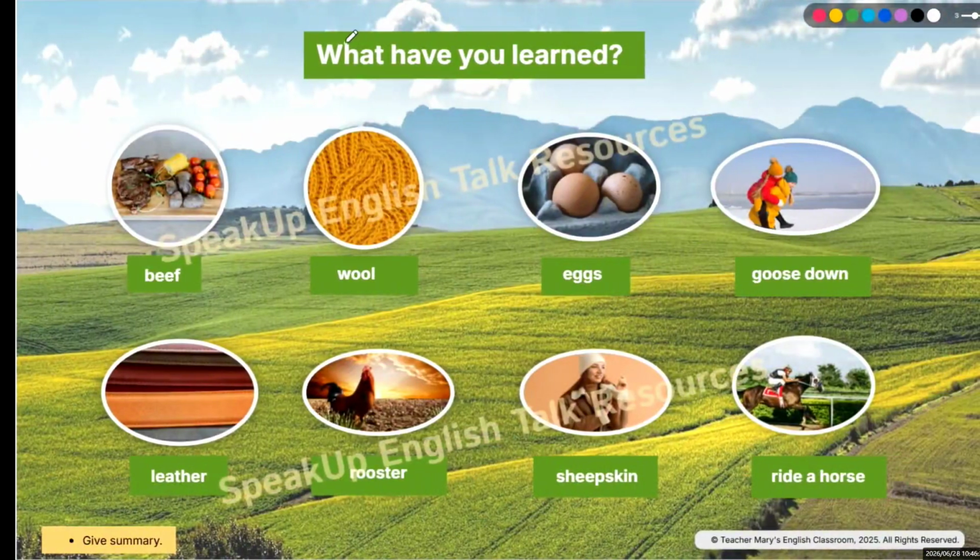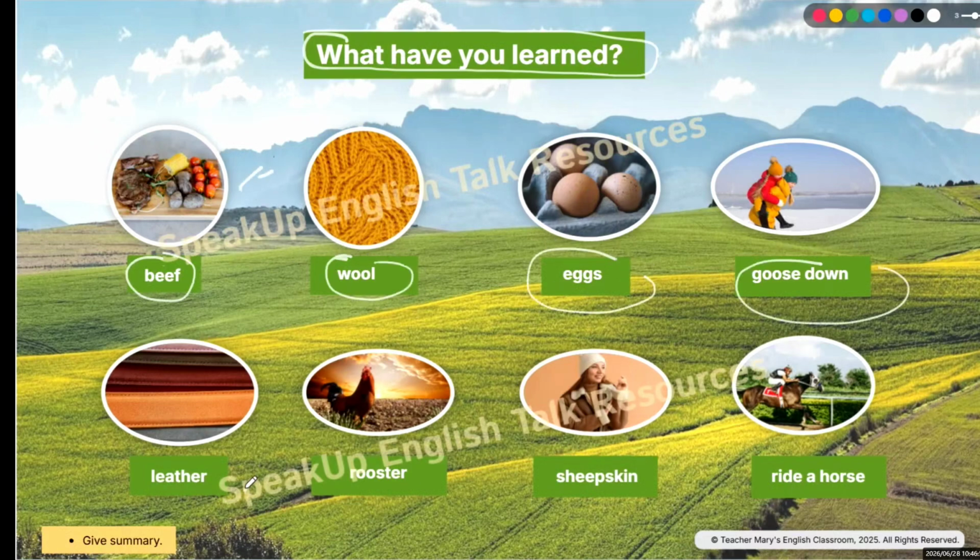At the end here, this is a wrap up. So what have you learned? Get the students to start giving you a conclusion, a summary of what they've learned. So here are some hints, like these words here. Get them to start talking.